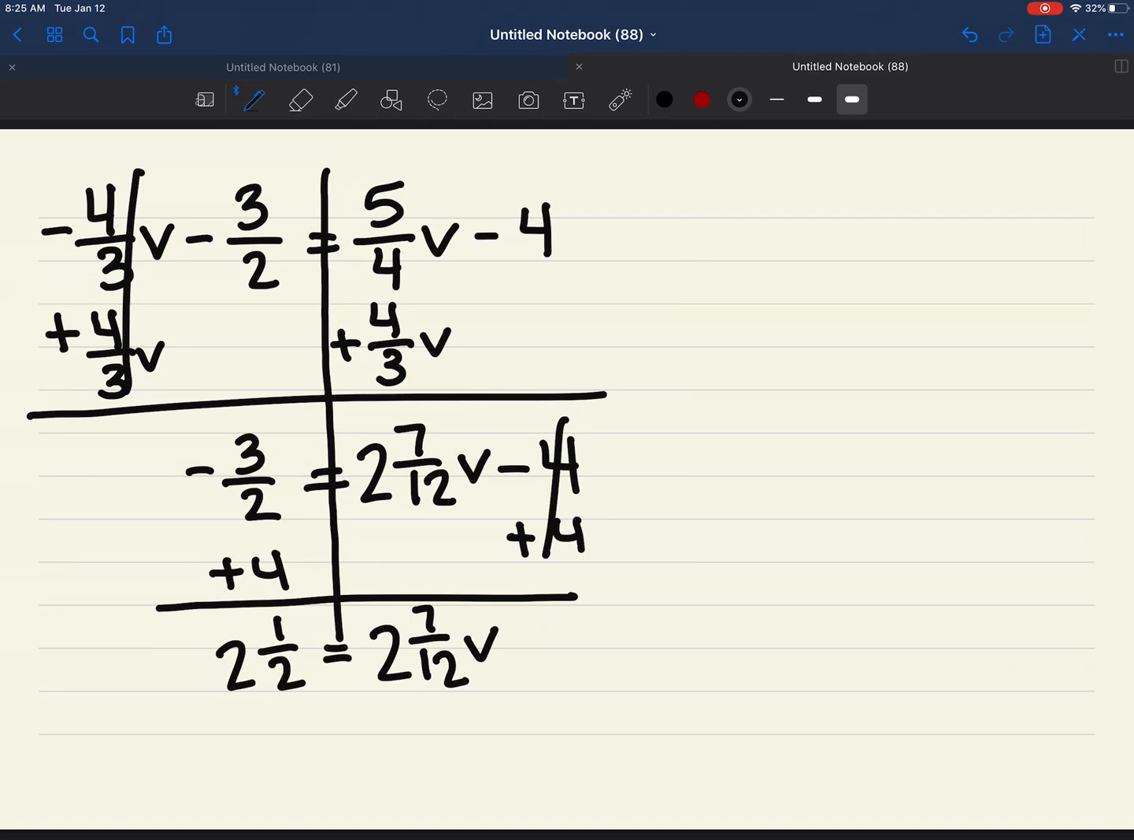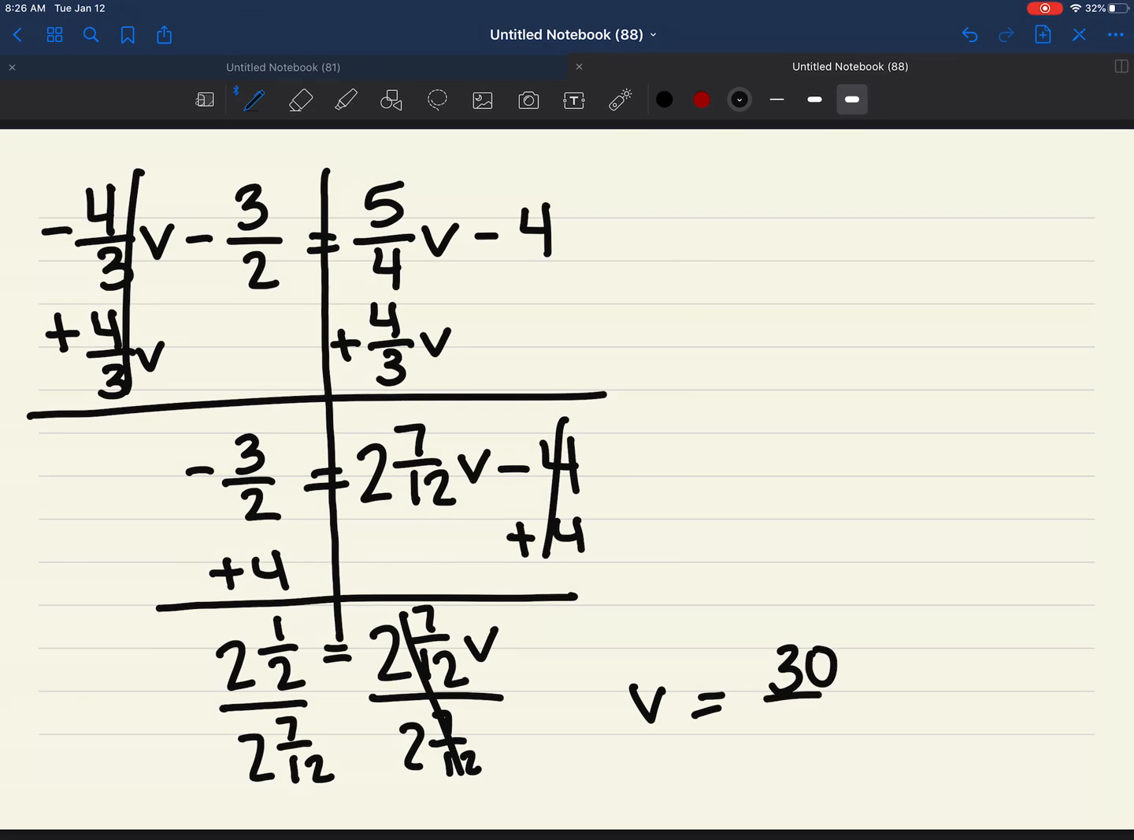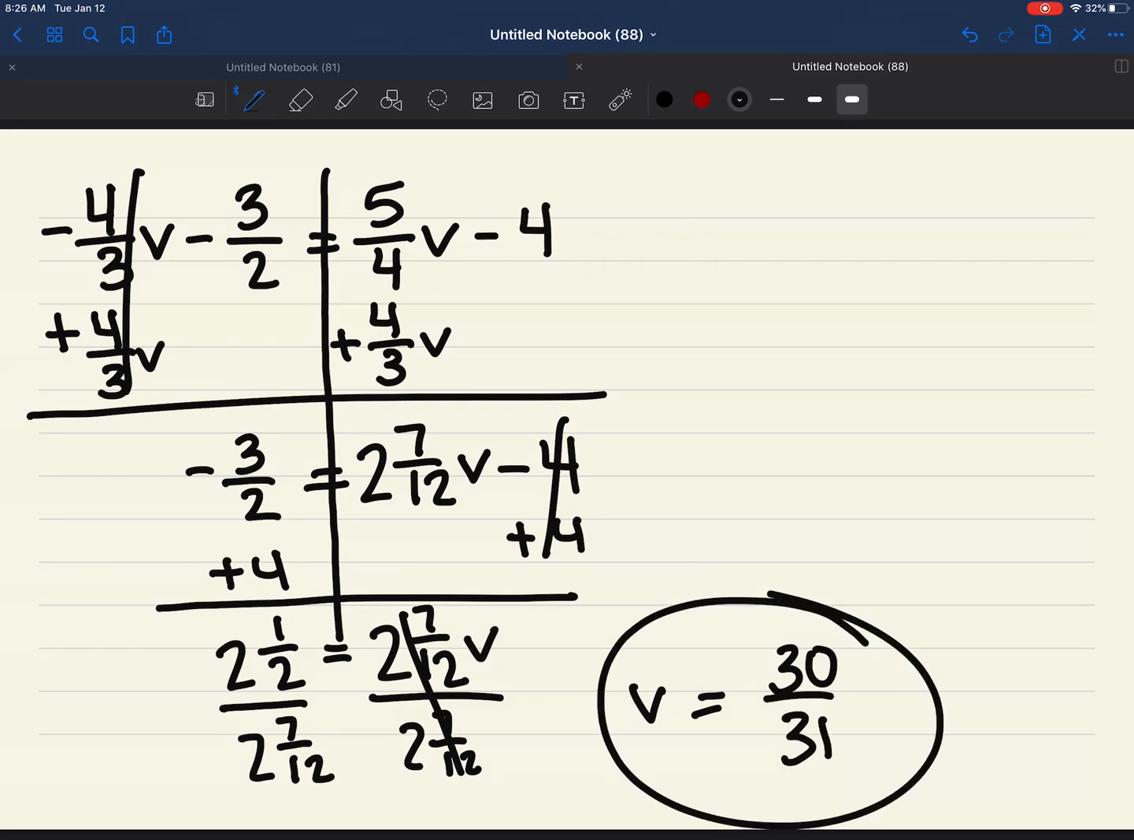So I have one more step to get v by itself. Divide. Divide by what? 2 7/12. Yes. Okay. Again, you can type that whole part into your calculator. 2 1/2 divided by 2 7/12. Everyone should be checking it. You push the ABC button between each number. So 2 ABC 1 ABC 2, then divide by 2 7/12. Somebody tell me what we get. 30/31. We agree? Did anybody not get 30/31?